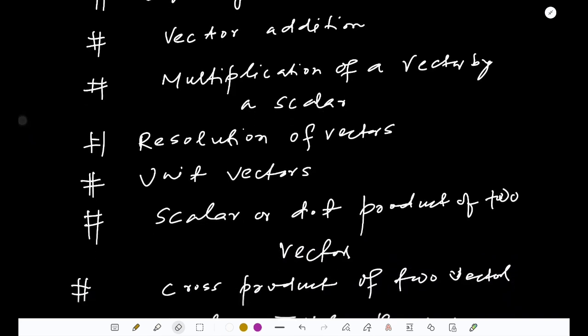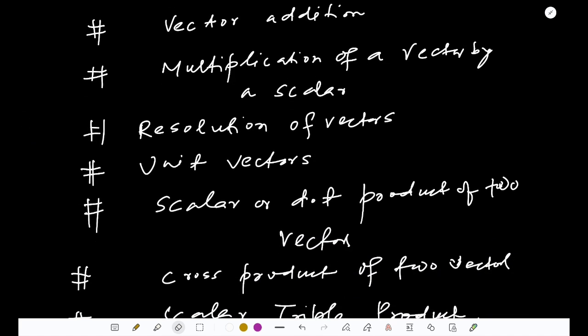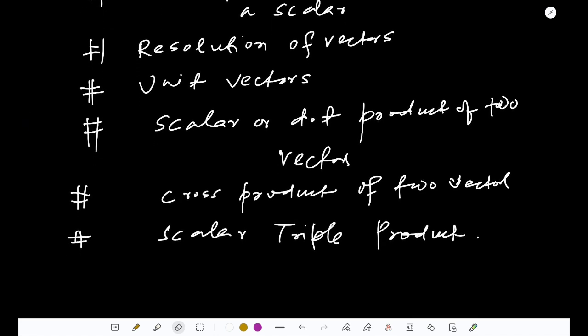And then we will discuss the resolution of vectors. Then we will go through the unit vectors. Then we will define the multiplication of two vectors. They are multiplied in two ways. One is called the dot product. When you multiply two vectors that way, you will get a scalar.